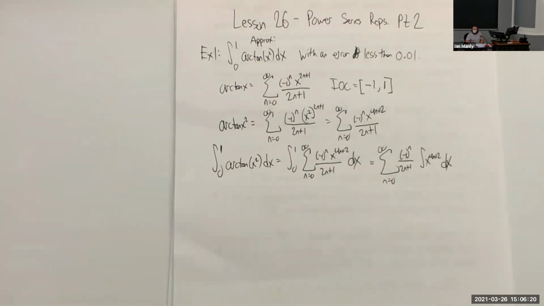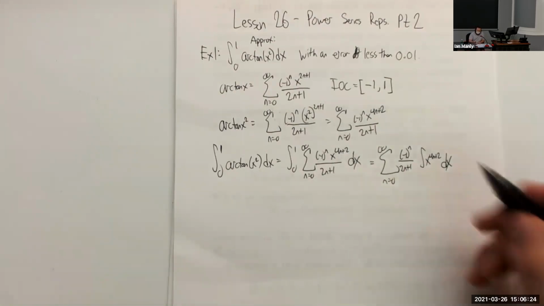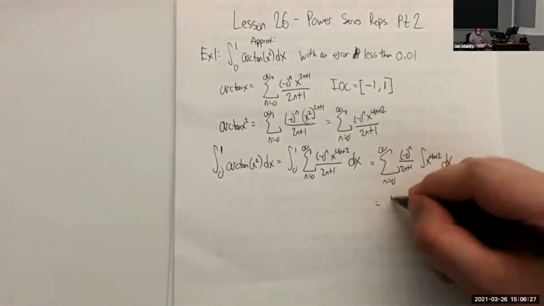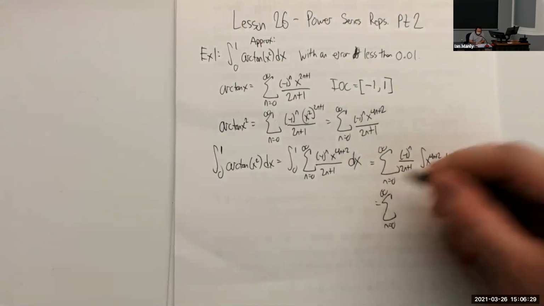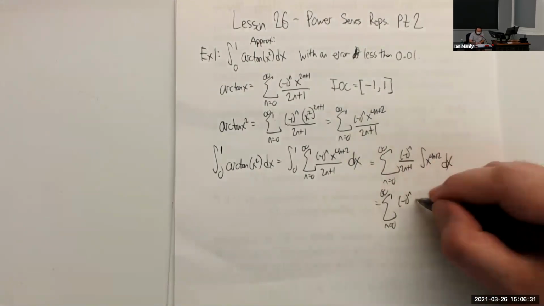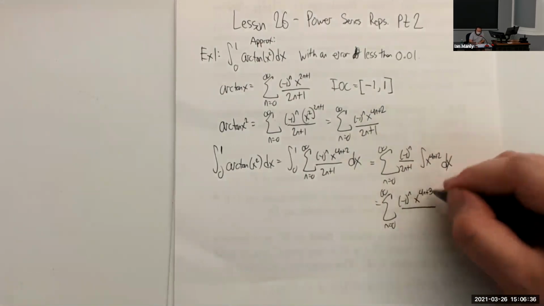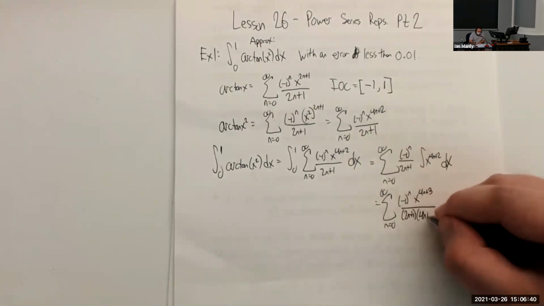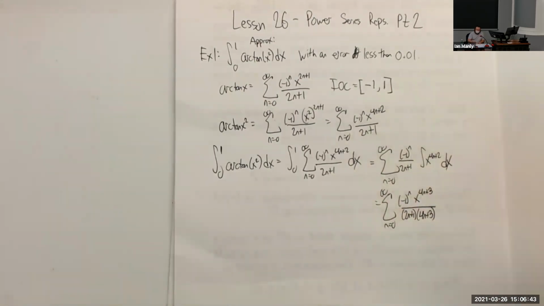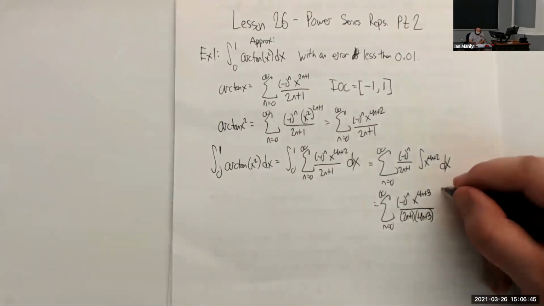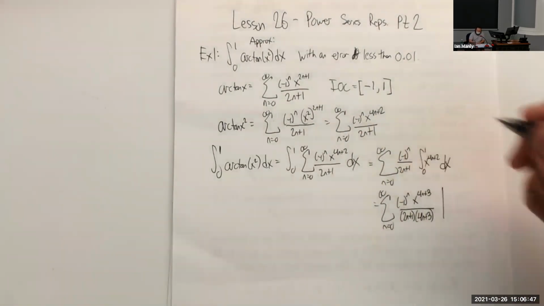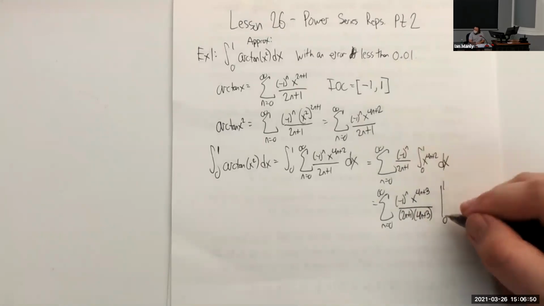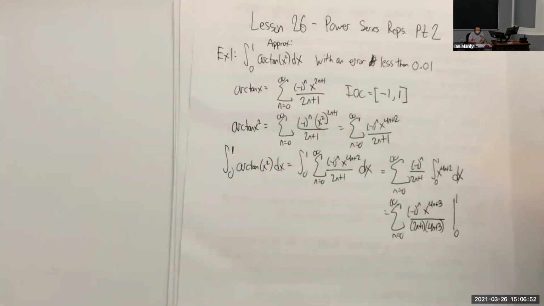And what's the integral of x to the 4n plus 2? Well, we just use the power rule. So we raise this power by 1. So now it's x to the 4n plus 3. And then we divide by our new power. So in addition to having a 2n plus 1 down there, we will also have 4n plus 3. And now just like any other definite integral, we evaluate this from 0 to 1.